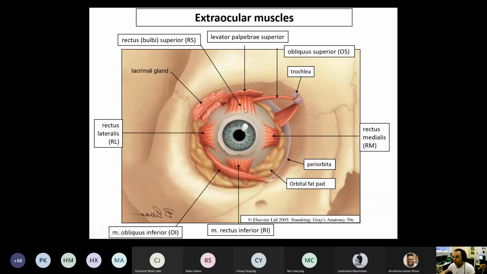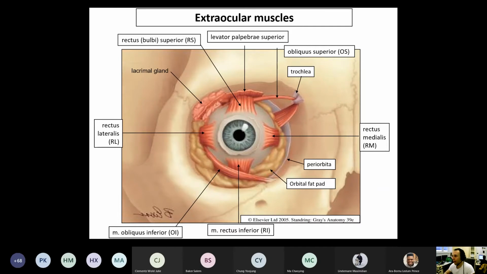So you have 4 rectus muscles: a superior, a medial, an inferior, and a lateral rectus muscle. The complete name is rectus bulbi superior muscle, rectus bulbi medialis, but if you refer to them as just rectus medialis or rectus inferior and so on, that's perfectly fine. The abbreviations are either RS, rectus superior, or you can turn it around and say superior rectus, SR. It does not matter. It's up to you, personal preference.